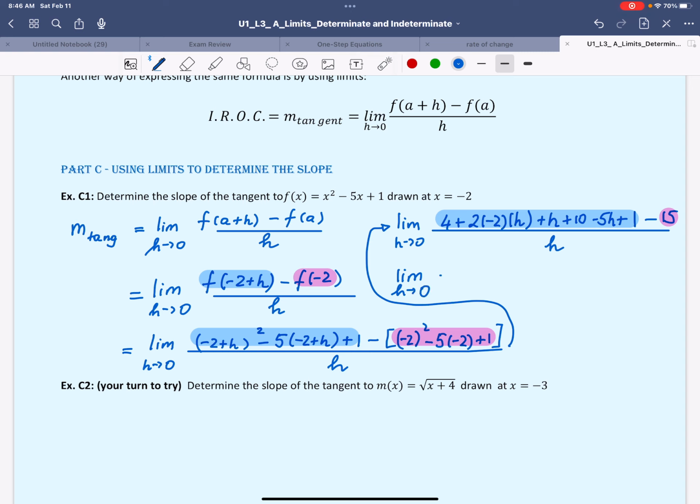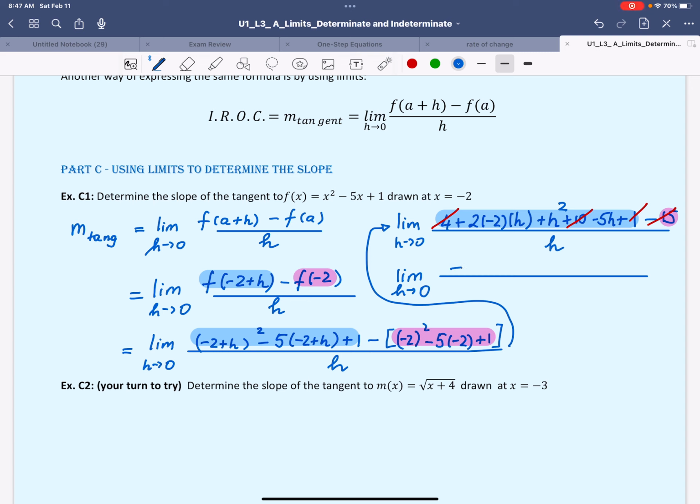So big fraction line again. So we have 4 plus 10, 15. Minus 15, nothing. So 0. So that means that we can simplify the numbers here. Now next we are going to, I forgot the h squared in here. So we are going to simplify the rest.